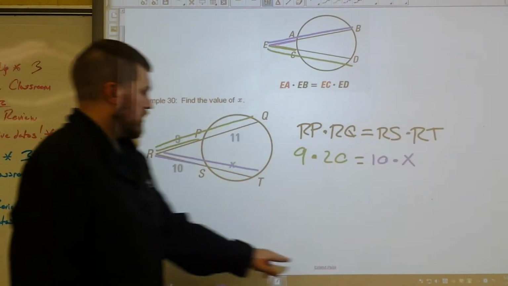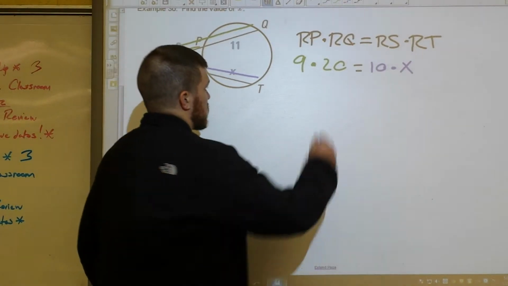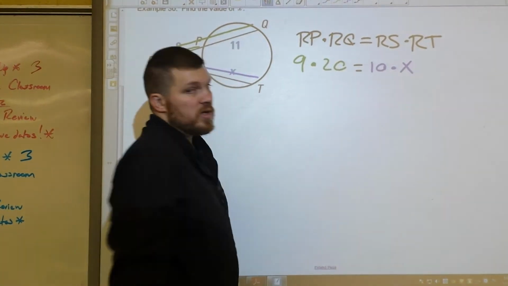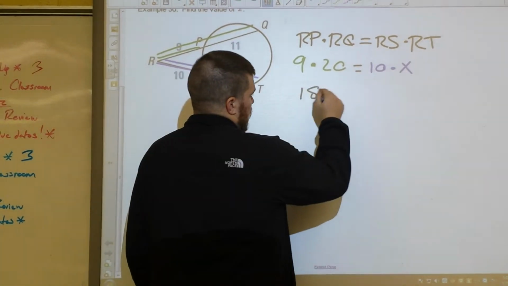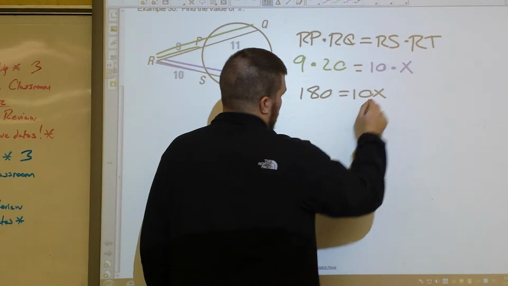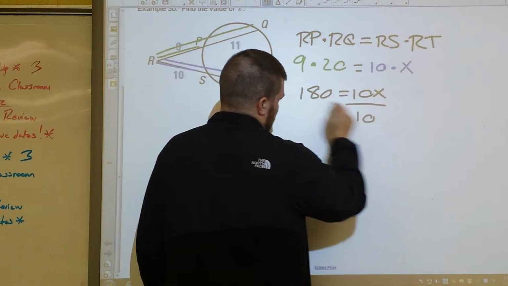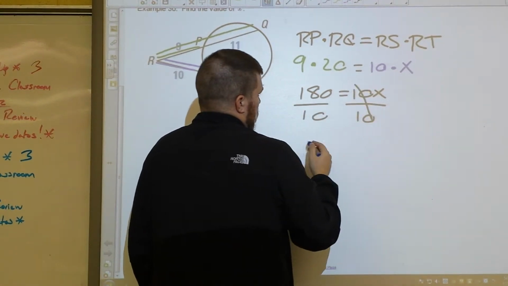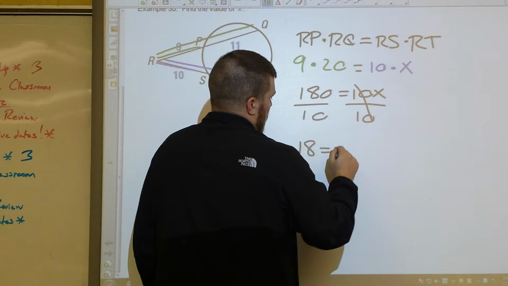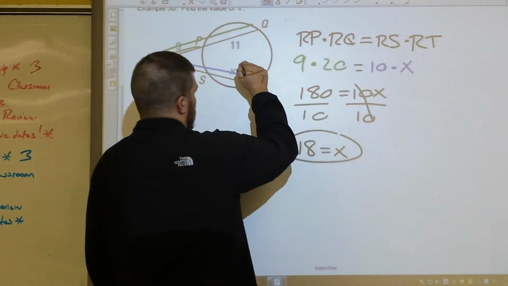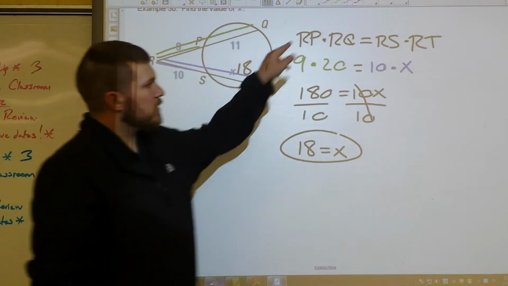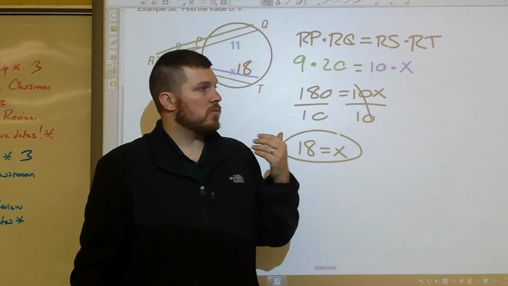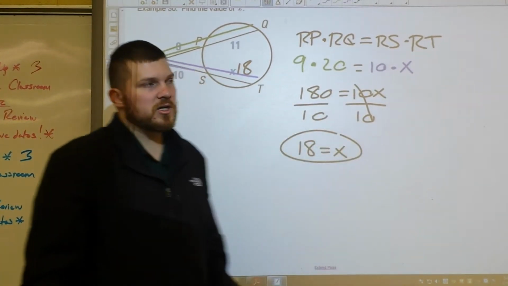Now let's fill in what we know and simplify as much as we can. 9 times 20, that's 180. If you need to use your calculator, use it. So I have 180 equals 10x. I want to get x by itself, so I'm going to divide by 10. So x is equal to 18, and it goes here. No big deal, pretty easy. Again, the hardest part is just setting up the equation itself. Once you do that, you've got it made in the shade.